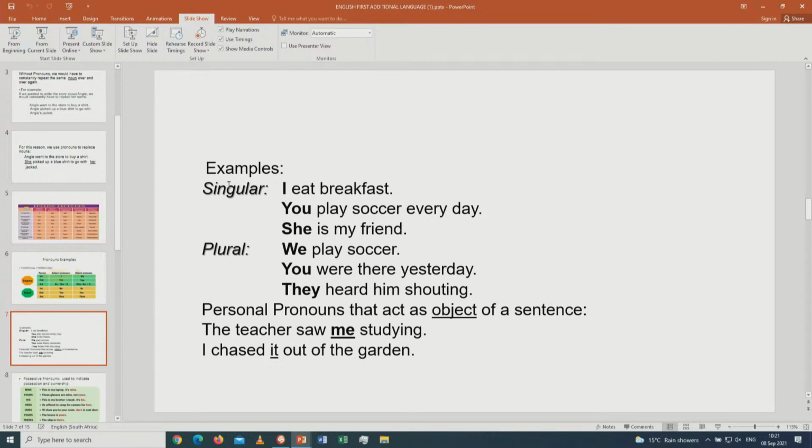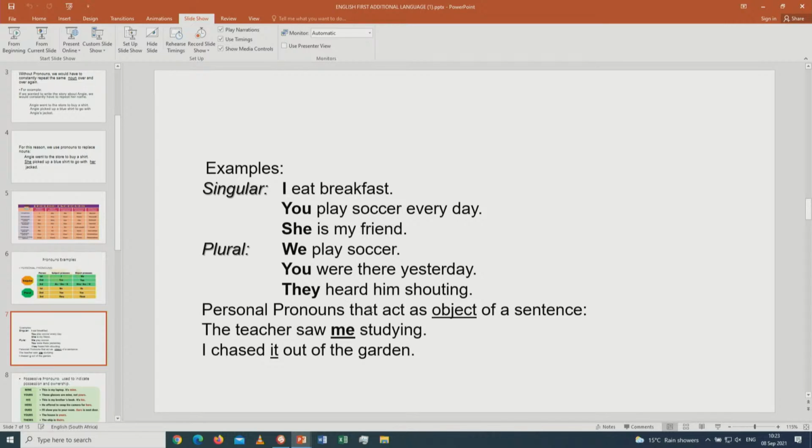Examples of personal pronouns in singular form in a sentence. First person is, I eat breakfast. I is our subject pronoun. I is responsible for the action, eat breakfast, the action that takes place in a sentence. Second person is, you play soccer every day. Third person is either she or he or it. Here, we have used she as an example in a sentence. She is my friend. All these three are in a singular form. They are subject pronouns. Plural form, first person, we play soccer. Second person, you were there yesterday. Third person plural, they heard him shouting.